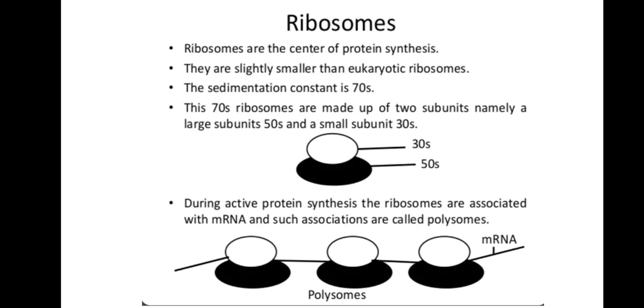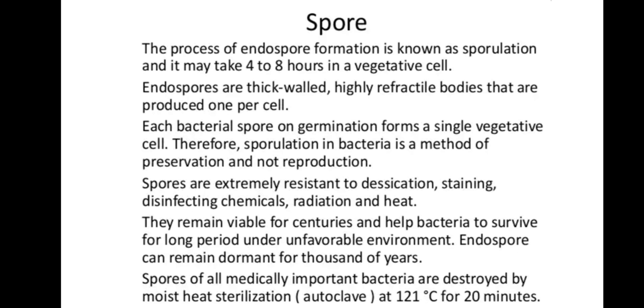Ribosomes. Ribosomes are the center of protein synthesis in bacteria. They are slightly smaller than eukaryotic ribosomes. The sedimentation constant is 70S. These 70S ribosomes are made up of two subunits, namely the larger 50S and the smaller 30S subunit. During active protein synthesis, the ribosomes are associated with mRNA, and such associations are called polysomes.